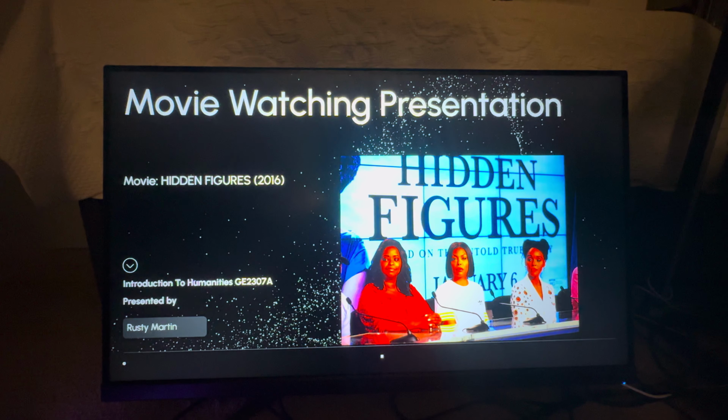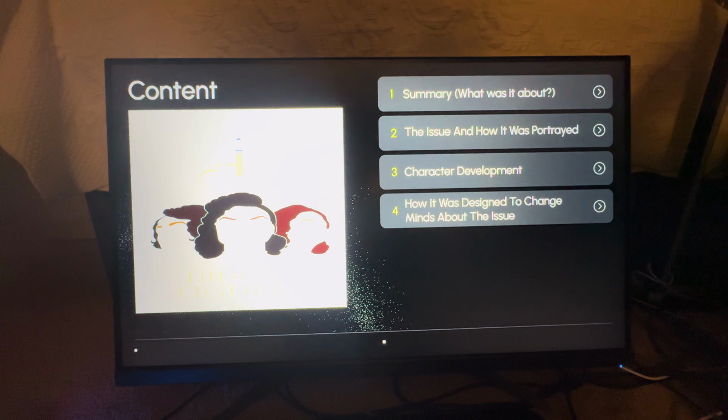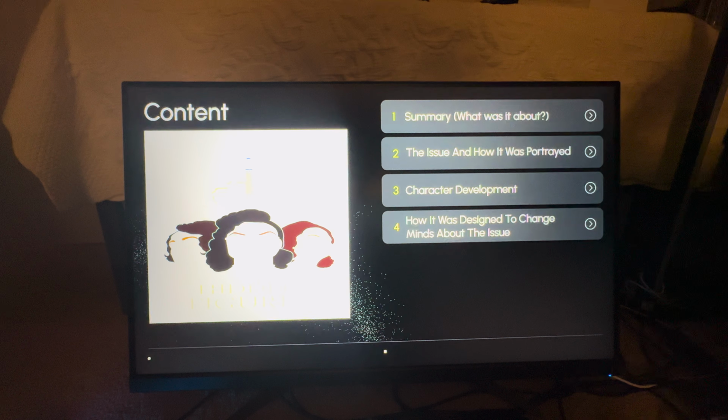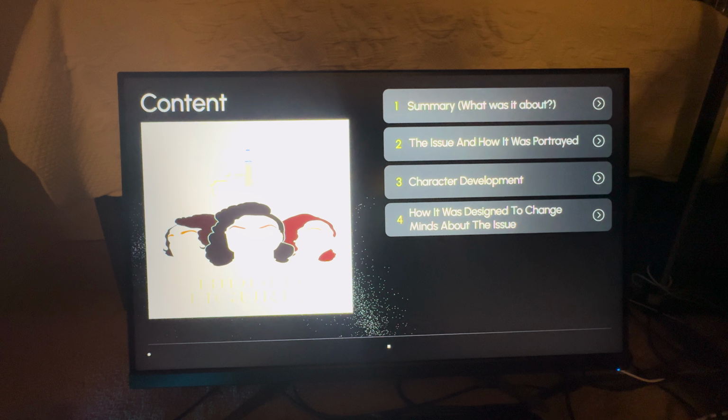This is what we are going over throughout the presentation. Number one, the summary: what was it about? Then the issue and how it was portrayed. Number three, the character development. Number four, how it was designed to change minds about the issue. So let's get straight into the next slide.